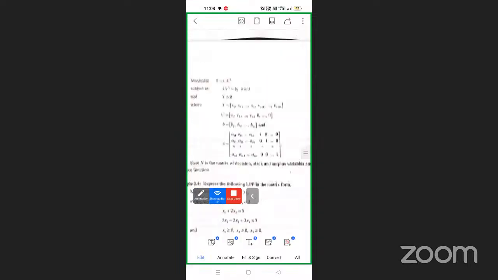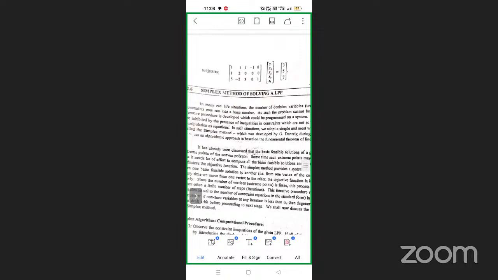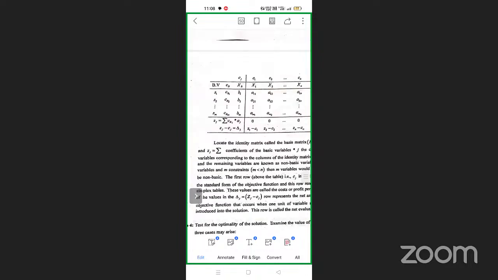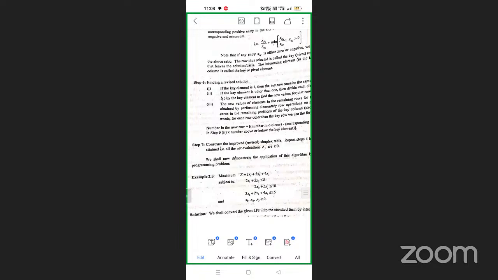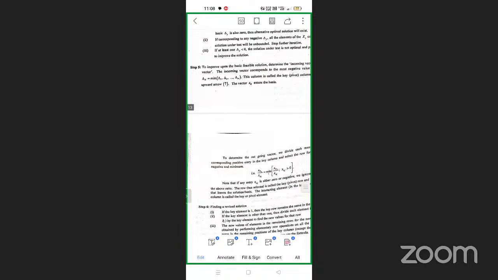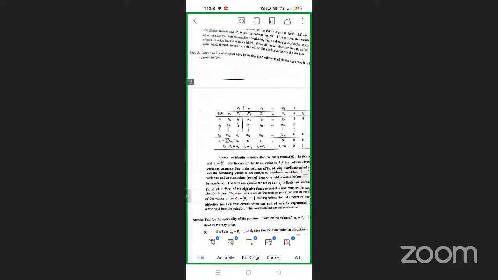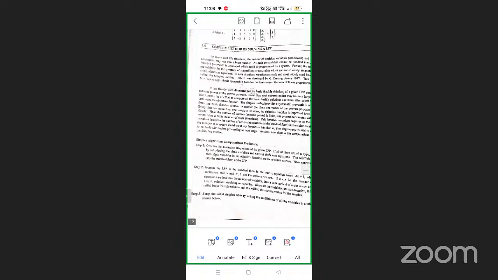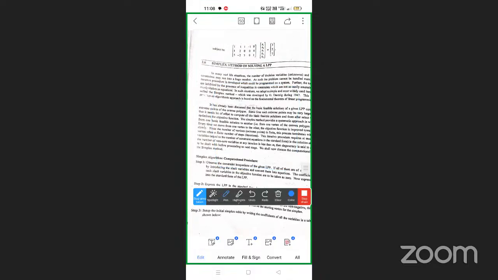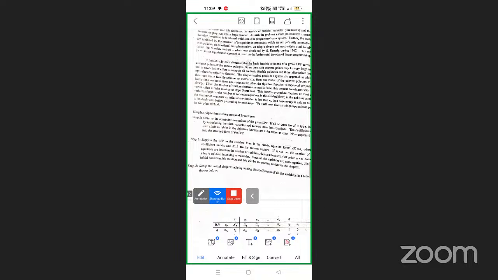So next, the simplex method. This is the procedure, the simplex method algorithm. In the simplex method, first convert the given LPP into standard form. So next step.